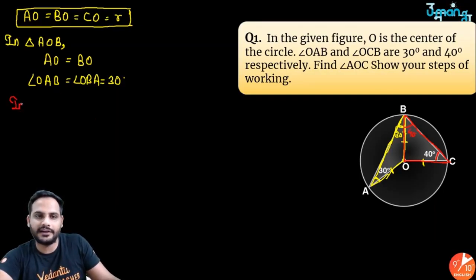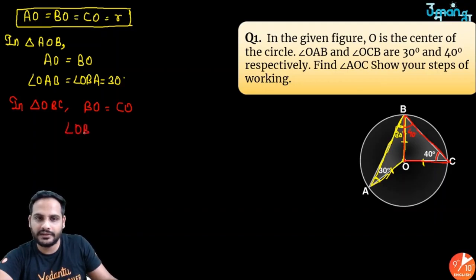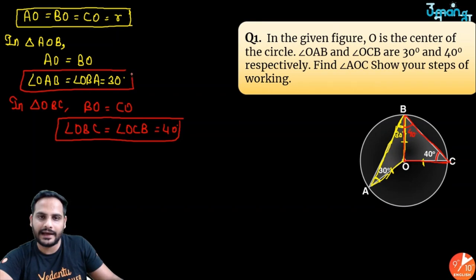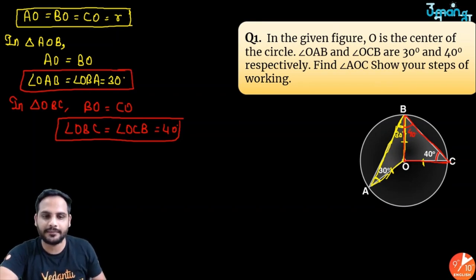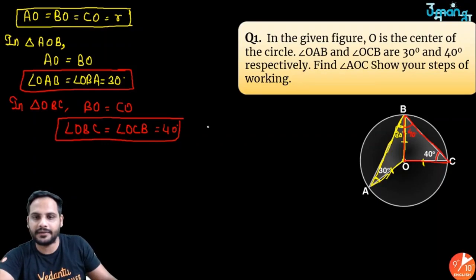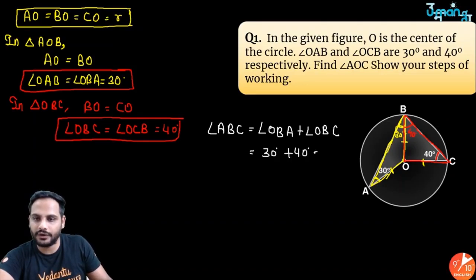So I can say, sir, in triangle OBC, I know that BO is equal to CO. So angle OBC is equal to angle OCB. Both will be equal to 40 degrees. Right? So from here, I can clearly get the value of angle ABC. Angle ABC will be equal to angle OBA plus angle OBC. OBA is 30 degrees, this is 40 degrees, so overall this angle is 70 degrees, right? You can see this angle is 70 degrees.